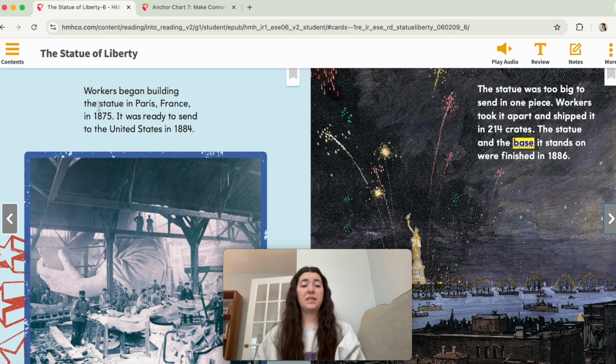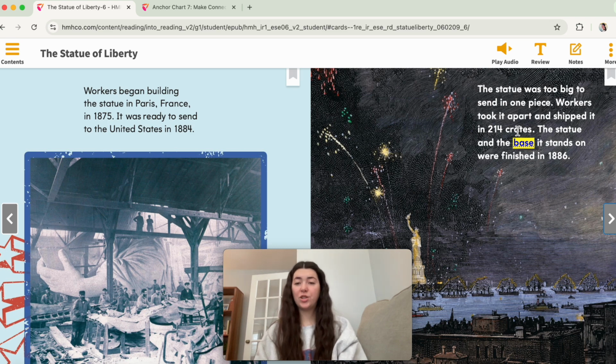Workers began building the statue in Paris, France in 1875. It was ready to send to the United States in 1884, which was a long time ago. From 1875 to 1884 is 9 years it took them to build the entire statue. The statue was too big to send in one piece, so workers took it apart and shipped it in 214 crates. Whoa, that's a lot of crates that they needed to ship it in.